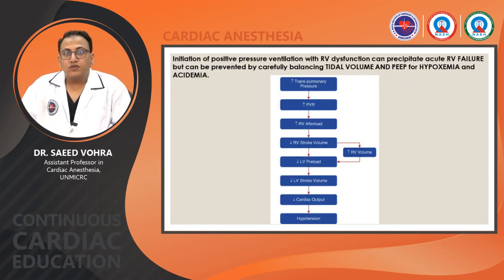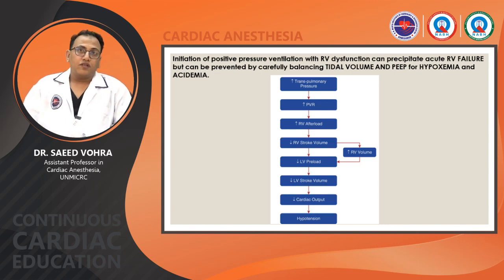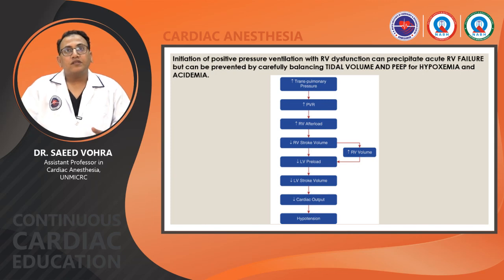So, initiation of positive pressure ventilation in patients with RV dysfunction can precipitate acute RV failure and refractory shock. However, this can be prevented by carefully balancing the tidal volume and the PEEP for hypoxemia and acidemia.